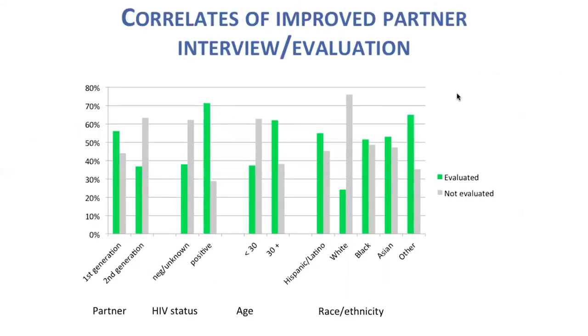We looked at a few characteristics that could be associated with more success in terms of partner interview. We found that a higher proportion of first-generation partners were able to be evaluated compared to second-generation partners, as were people living with HIV and those aged 30 years or older. Interview success was observed to be lower for those of non-Hispanic, Latino, white, race, and ethnicity.